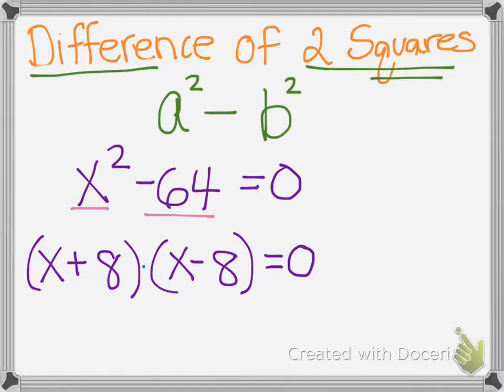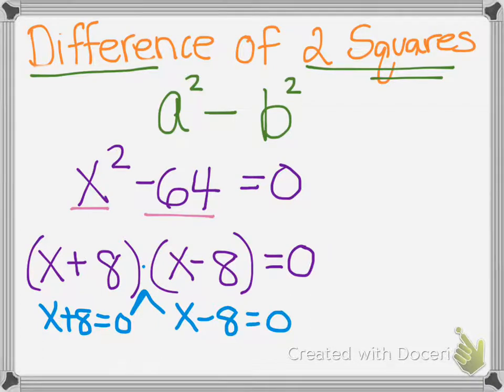And since we're multiplying these two, it doesn't matter what the value of the other term is, because if one of these guys is 0, then anything times 0 gives you that 0. So essentially you're doing two little problems. x plus 8 equal to 0, and you're going to do x minus 8 equal to 0.